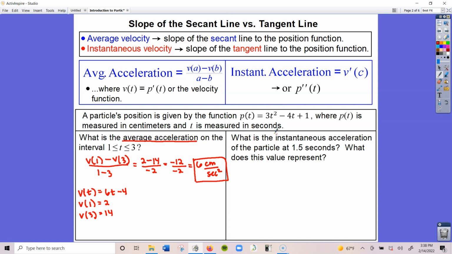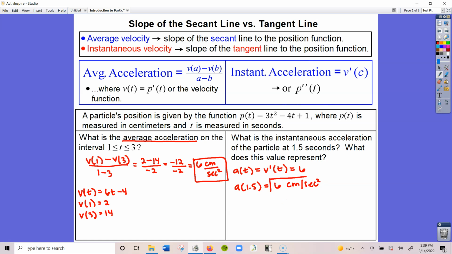Now, for the last one here, what is the instantaneous acceleration of the particle at 1.5 seconds, and what does this value represent? So instantaneous acceleration is from the derivative of velocity. So a of t, which is a for acceleration, is equal to v prime of t. Now v prime is 6. So that means that a of 1.5, there's nothing to plug in. It's going to be 6. And our units would be centimeters per second squared.